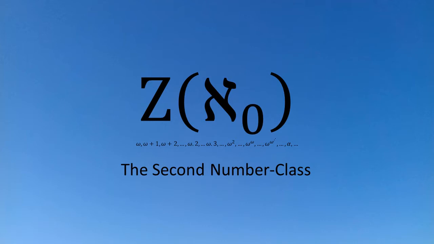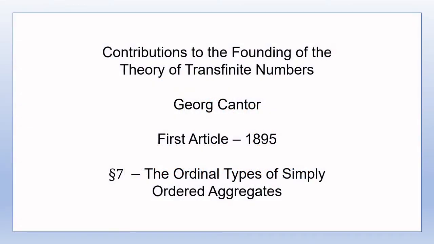Welcome to this video, the 7th video in my series of videos on Cantor's 1895 and 1897 articles on the theory of aggregates and transfinite numbers. Section 7 is titled, The Ordinal Types of Simply Ordered Aggregates.